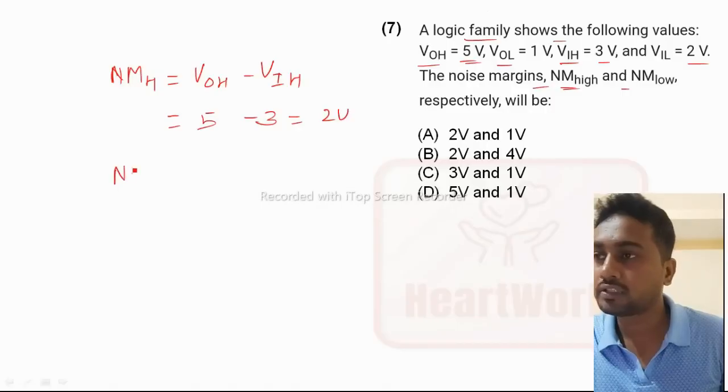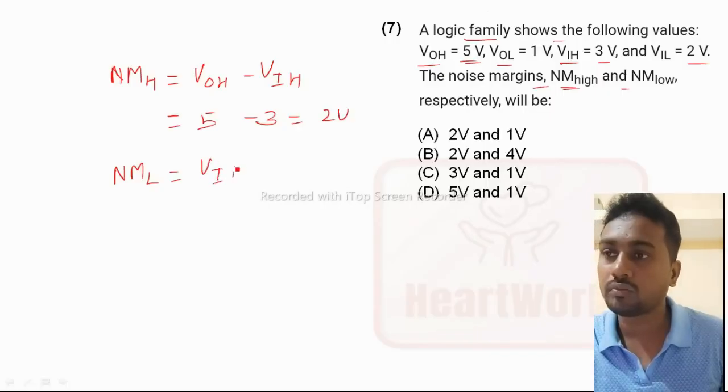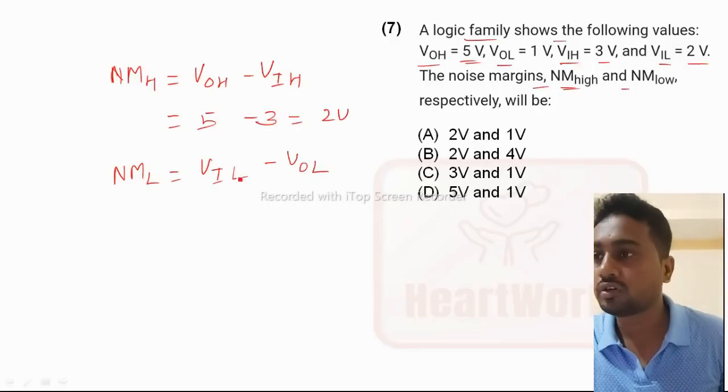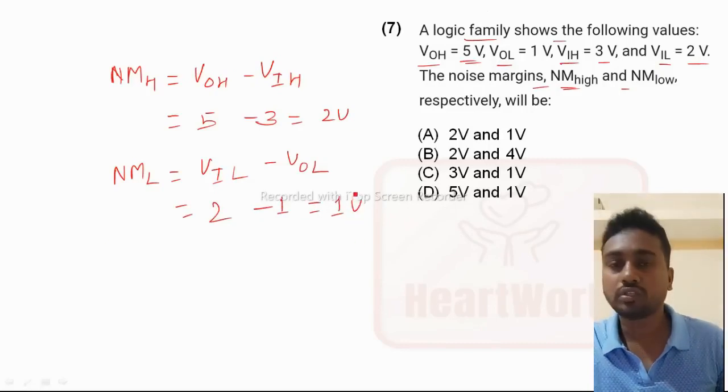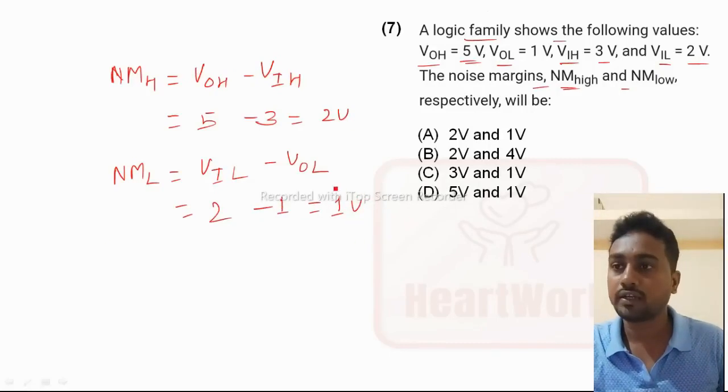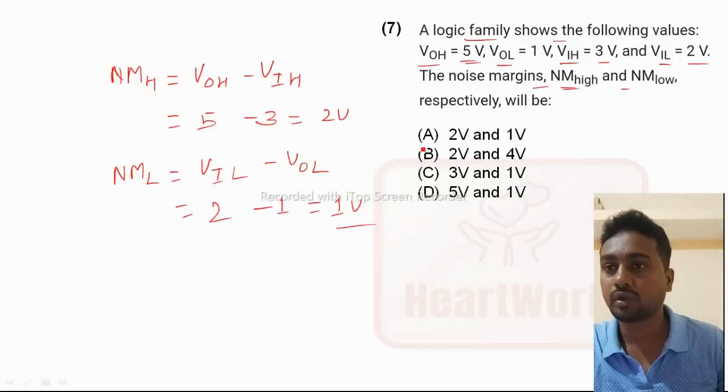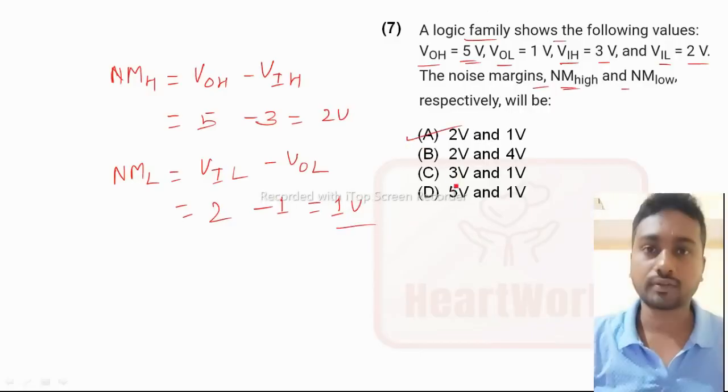Then noise margin low, what is the formula? This is input voltage low minus output voltage low. So what is the value of VIL? It is 2 volt, and VOL is 1 volt. So 2 minus 1 is equal to 1 volt. So noise margin high is 2 volt and noise margin low is 1 volt. That means option A is the right answer.